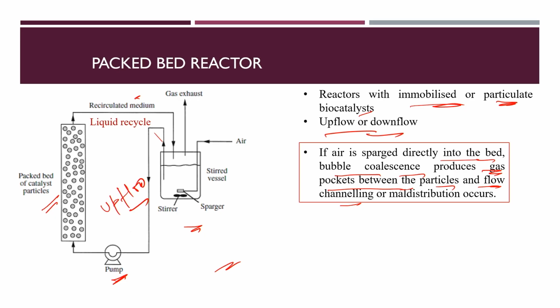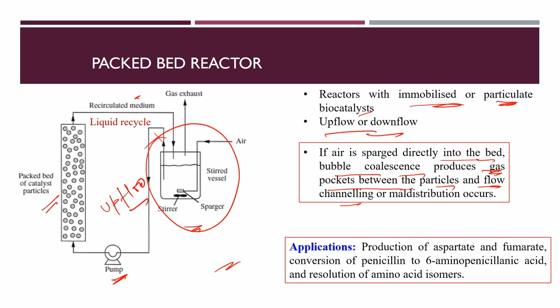So, here that problem can be avoided because we are not directly sparging the bubbles here; rather, we are ensuring the aeration in a separate vessel. And this is used for the production of aspartate and fumarate, conversion of penicillin to 6-aminopenicillanic acid, and also the resolution of amino acid isomers.